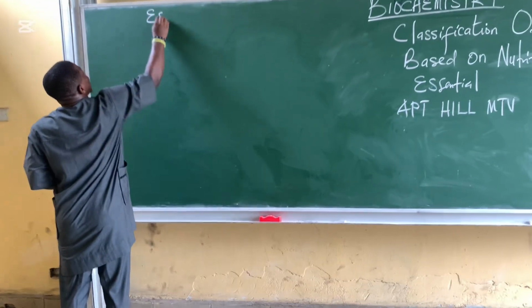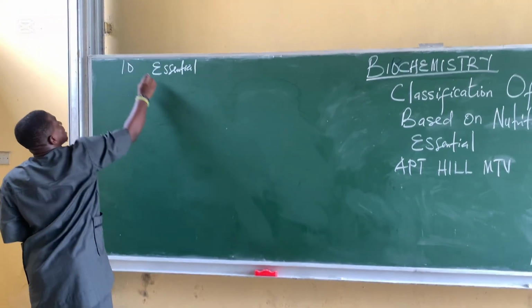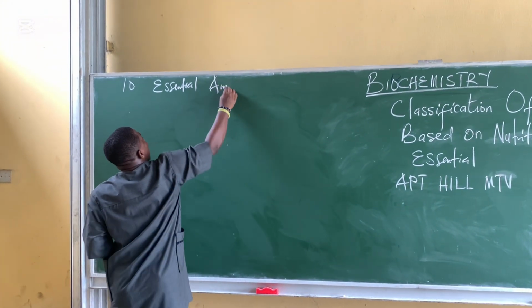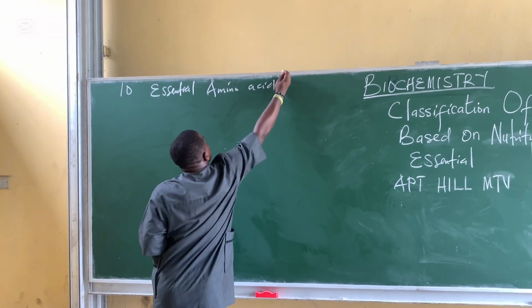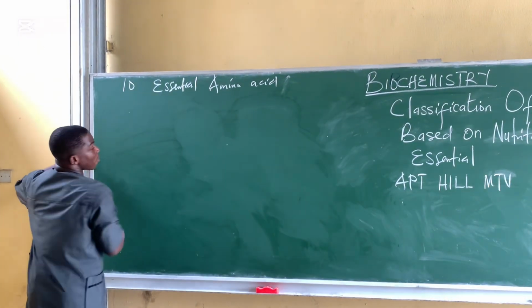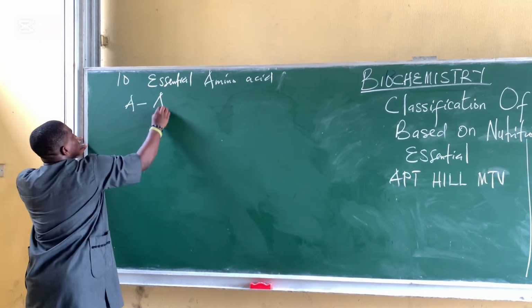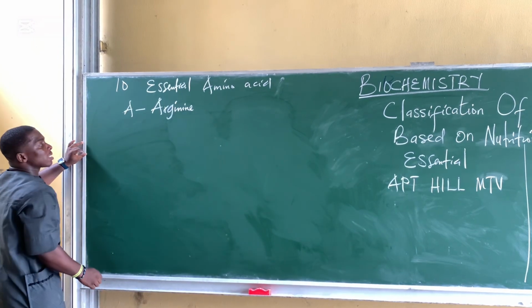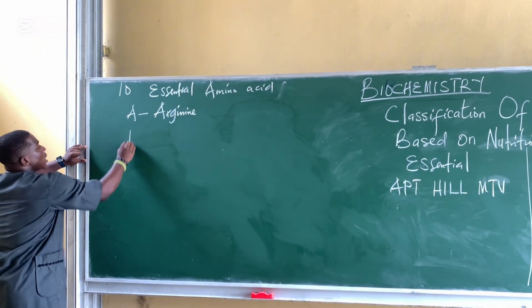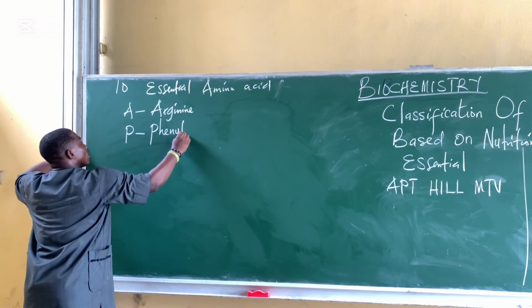Let's list them, the 10 essential amino acids. We said we can remember them with ACT here. What does the A represent? Arginine. Arginine is the first amino acid. The P represents phenylalanine.